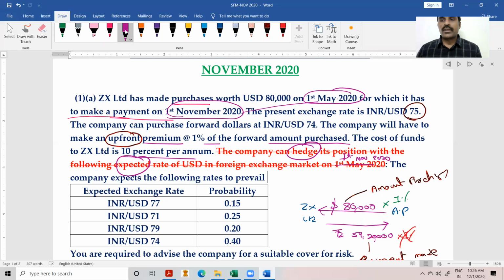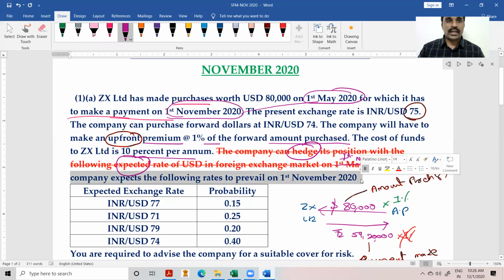Already we are on 1st May. Therefore, there is no question of predicting the exchange rates on 1st May. Therefore, that should be 1st November. So the company expects the following rates to prevail on 1st November 2020. This should be the correct sentence formation. But that sentence formation has to be corrected.